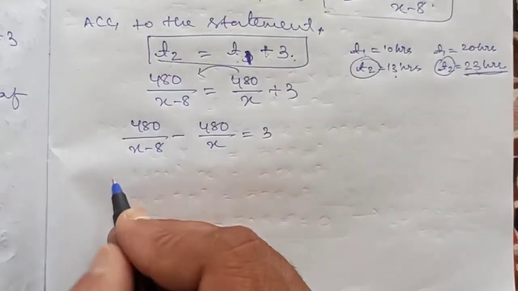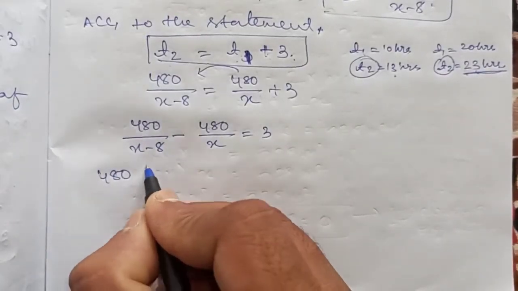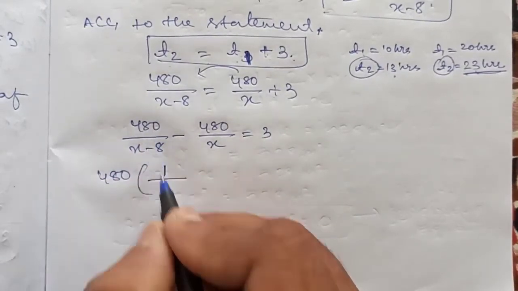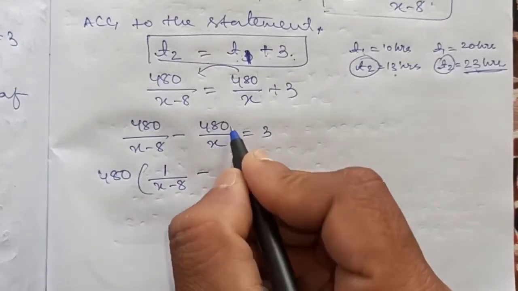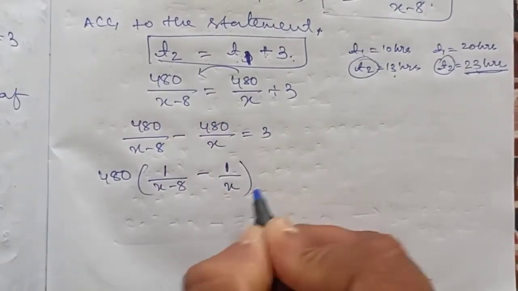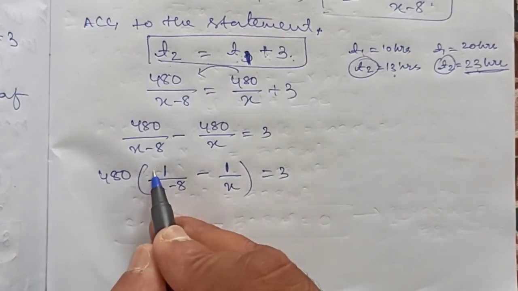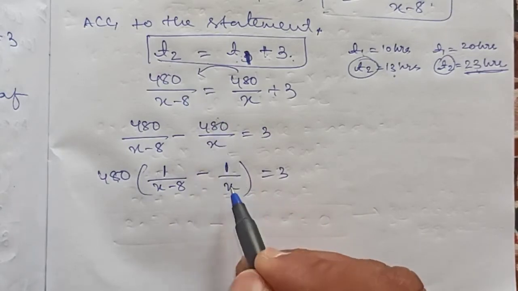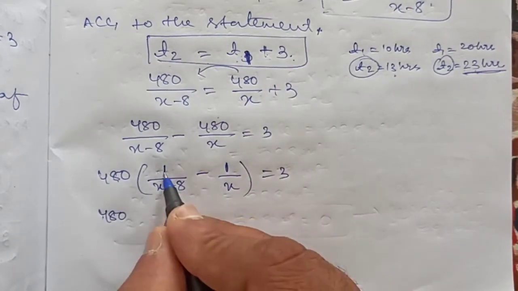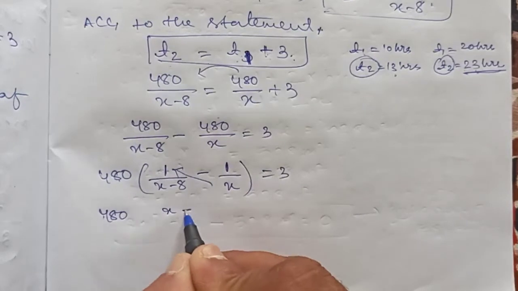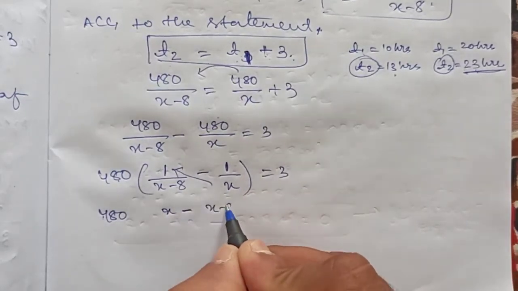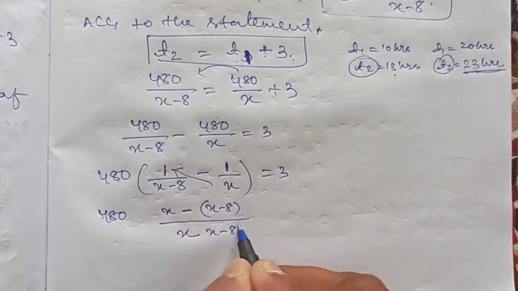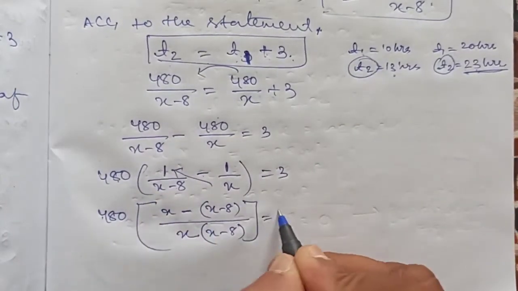Okay, now what is common between them? 480 is common, so I will take it outside. 480, here 1 over x minus 8, here again 1 over x, equals 3. Getting it? If I multiply, I will get 480 by x minus 8, similarly 480 by x. Then x into 1 is x, minus x minus 8 ones are x minus 8, but write it inside the bracket because the minus sign is there. In the denominator, x into x minus 8 equals 3.